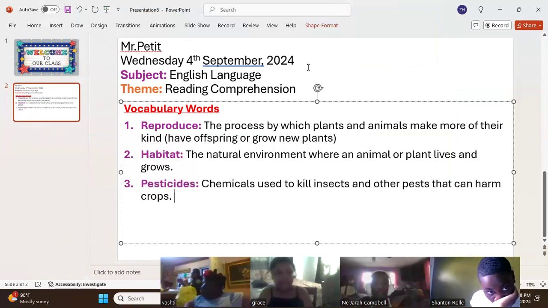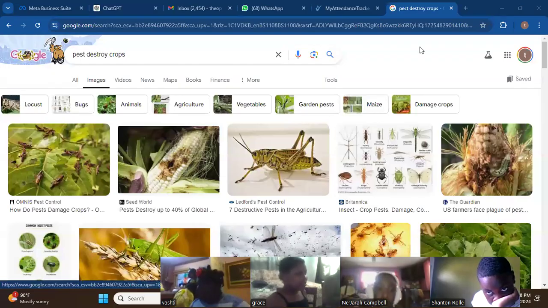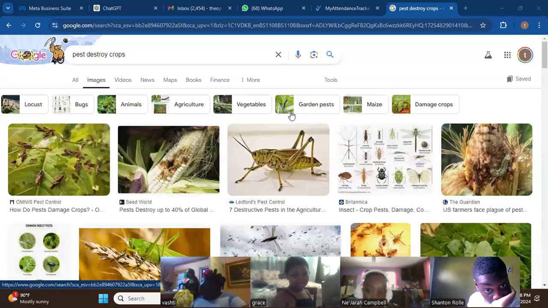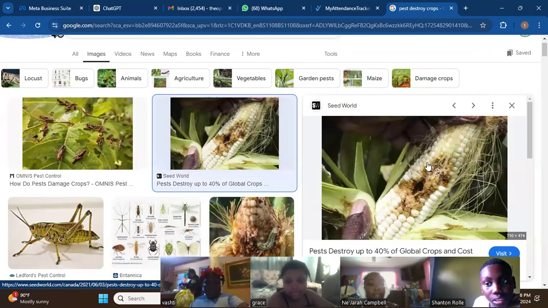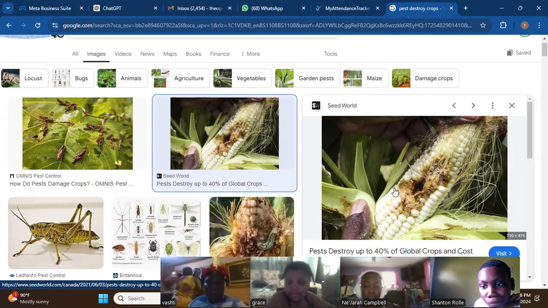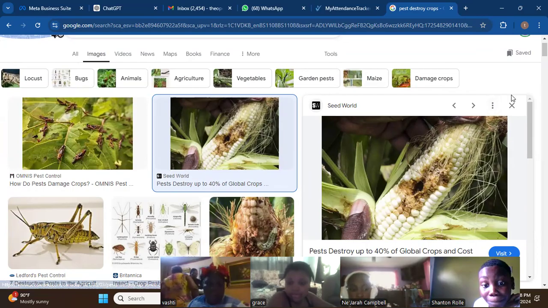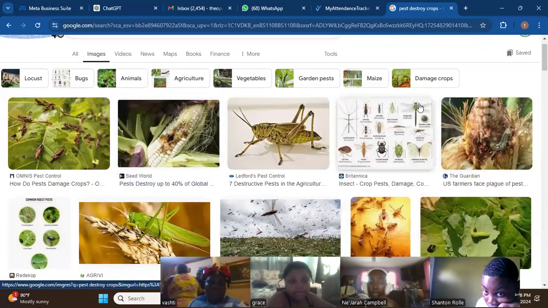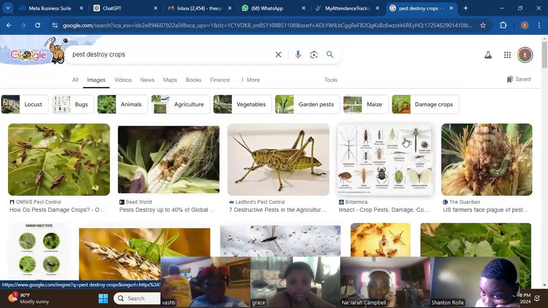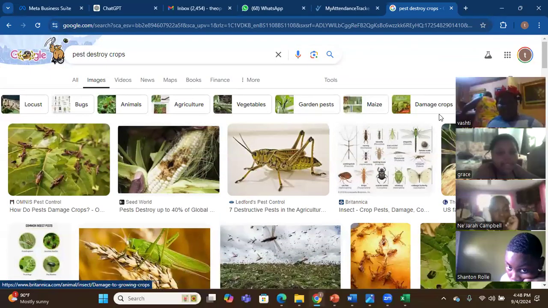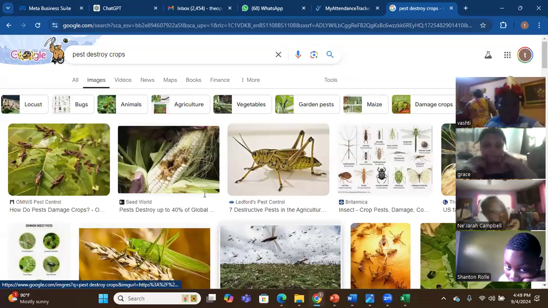Let me share my screen with you so you can see. Can y'all see the pictures? As you can see, this is corn, and this is just what happens when you let the pests grow in it. They eat it, right? So they use pesticides to stop the pests from getting into it. Whatever pest ate that corn was really hungry.